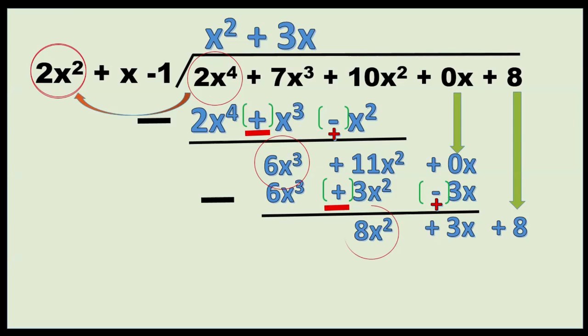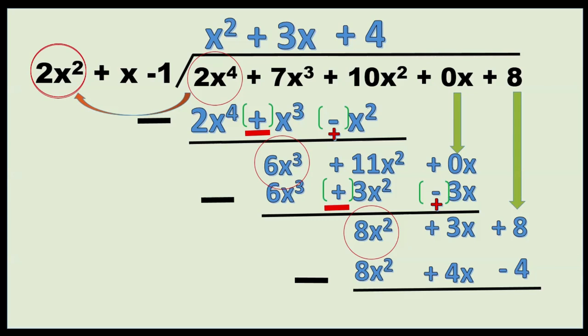And the next one, we have to divide 8x squared divided by 2x squared. 8 divided by 2 is 4. x squared divided by x squared is x to the 0, because if we subtract their exponent, 2 minus 2 is 0. Therefore, the quotient is 4. Next we multiply 4 times 2x squared. We have 8x squared. 4 times x is 4x. 4 times negative 1 is negative 4. Then we subtract 8x squared minus 8x squared is 0.